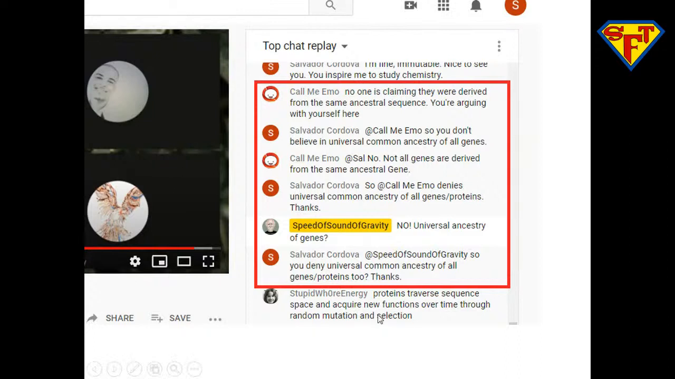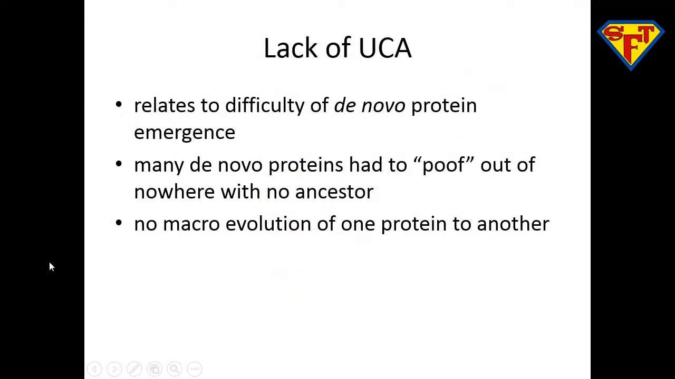And creationists, when I put this question before creationists, they said, "Yeah, actually, that's a pretty good question, Sal." I'll relate how I came up with this. So the lack of UCA, universal common ancestor, so this is universal common ancestor of proteins. This relates to the difficulty of de novo protein emergence. Many de novo proteins had to basically poof out of nowhere with no ancestor. No macroevolution. This also implies there's no macroevolution from one protein to another, that is, from one family to another. So a member of one family can't macroevolve to another.